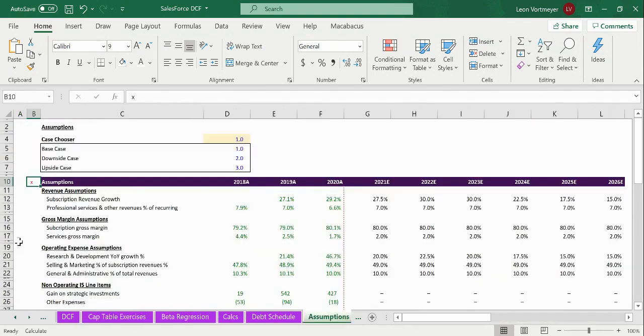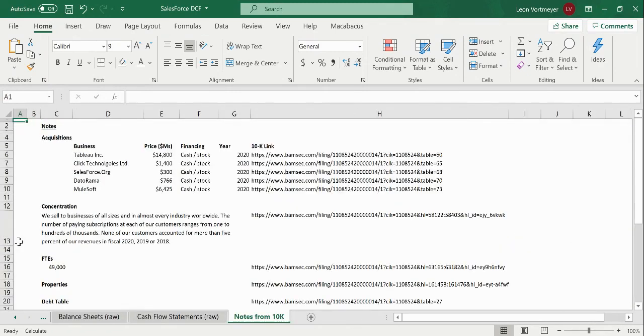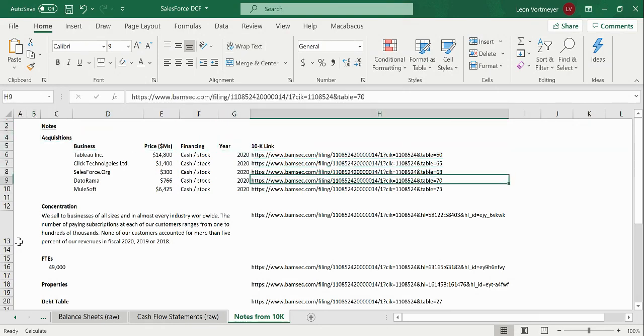So to start, in the back, we have a section of notes from the 10K. Before you build a DCF for any business, you should read through their public filings if it's a public business. This 10K is from the fiscal year 2020. Salesforce ends their fiscal year in January, so their 2020 10K is available, but this ends for the period ended January 31st, 2020. These are a set of links that will take you to BAMSEC.